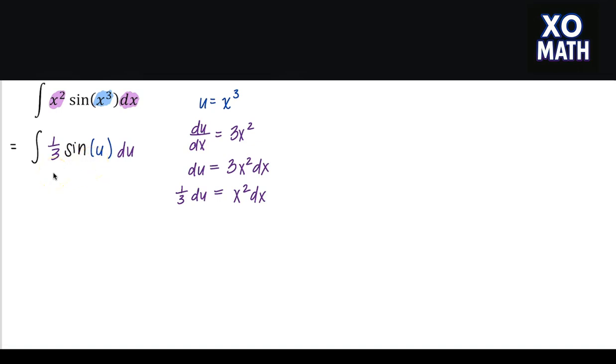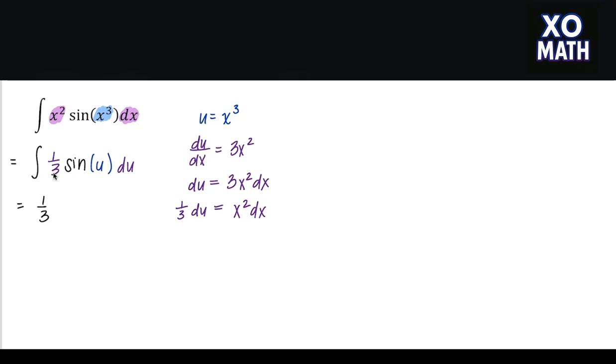So I can keep that coefficient 1/3, and the antiderivative of sine u du is negative cosine. So we have negative cosine of u plus c. So we changed variables over to u's so that we could find an antiderivative in u, and once we've done that, we'll substitute our u equals x cubed back in to get us back to the original variable x. So we have negative 1/3 cosine of x cubed plus c.